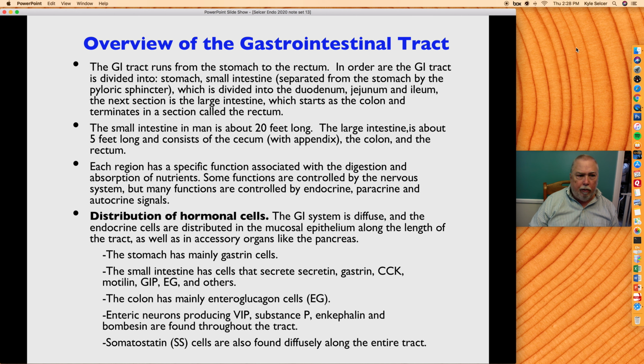In the large intestine, some functions are controlled by the nervous system, but many functions are controlled by endocrine, paracrine, and autocrine signals. The GI system is extremely diffuse with the distribution of hormonal cells. You never know where you're going to find a GEP cell. So endocrine cells are distributed in the mucosal epithelium along the length of the entire tract, but also in accessory organs like the pancreas. The stomach has mainly gastrin cells as GEP cells.